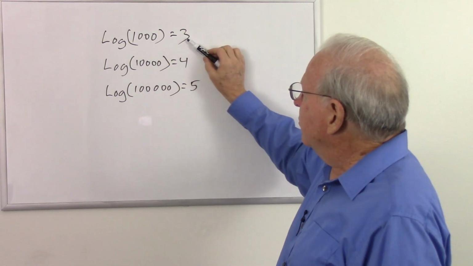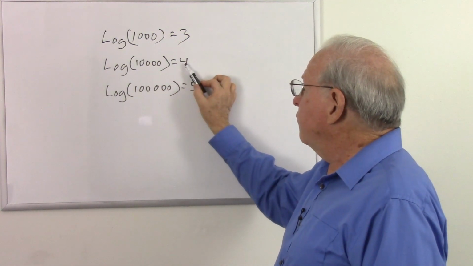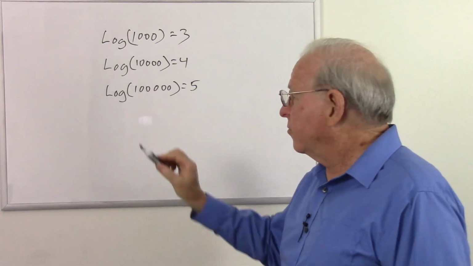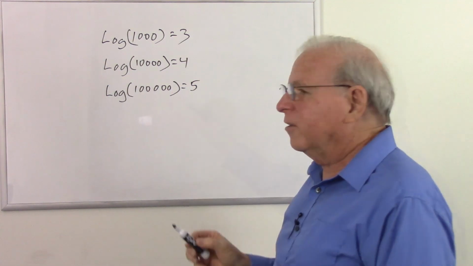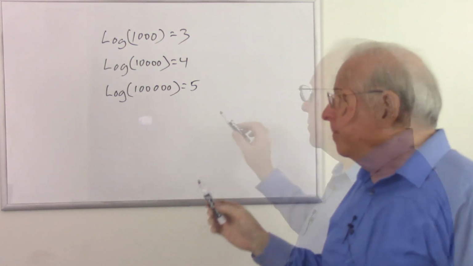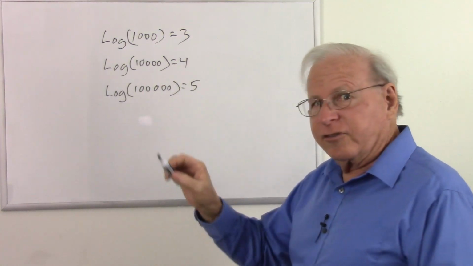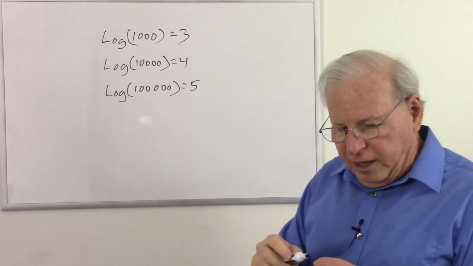The log of 1,000 is 3. 3 zeros. The log of 10,000 is 4. 4 zeros. The log of 100,000 is 5. 1, 2, 3, 4, 5 zeros. So the base 10 log of a number tells you how many zeros there are there. And if we have a decimal point, that just tells you how many decimal places you have. So now that we've covered what logarithms are, let's see how we use them.